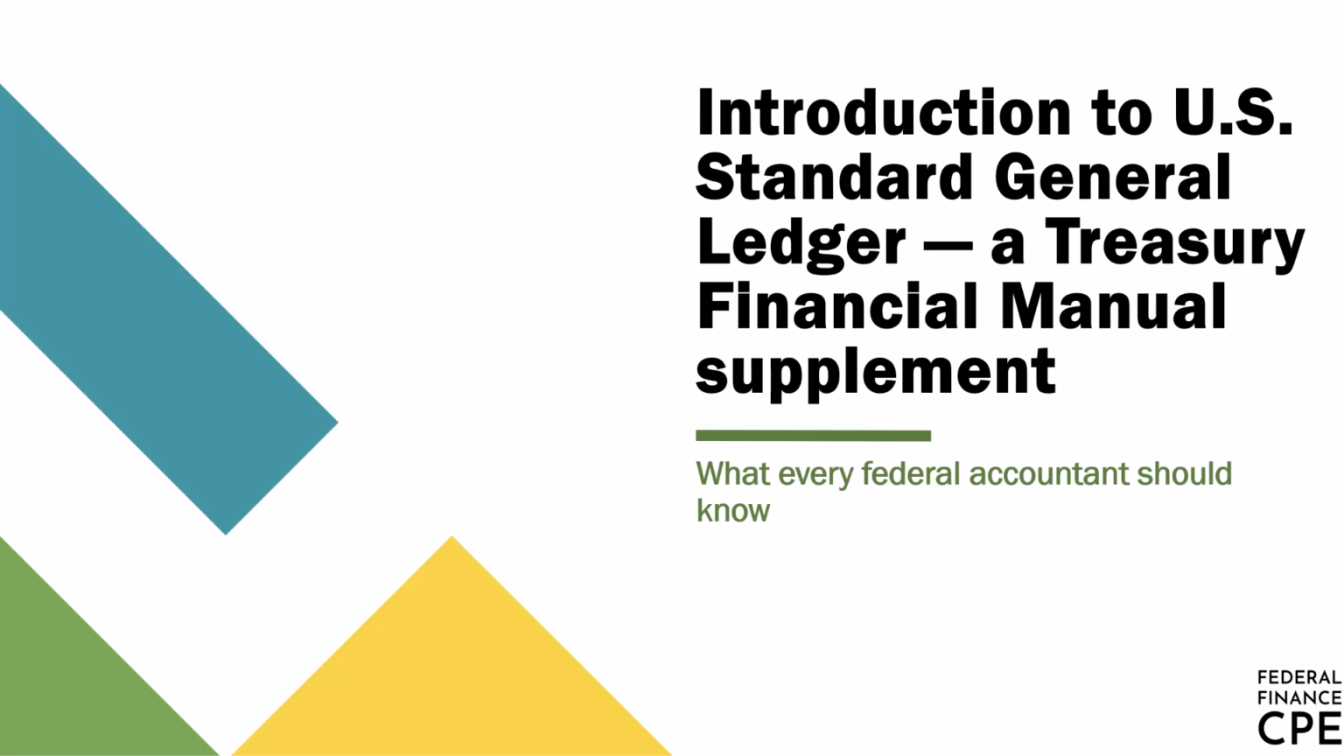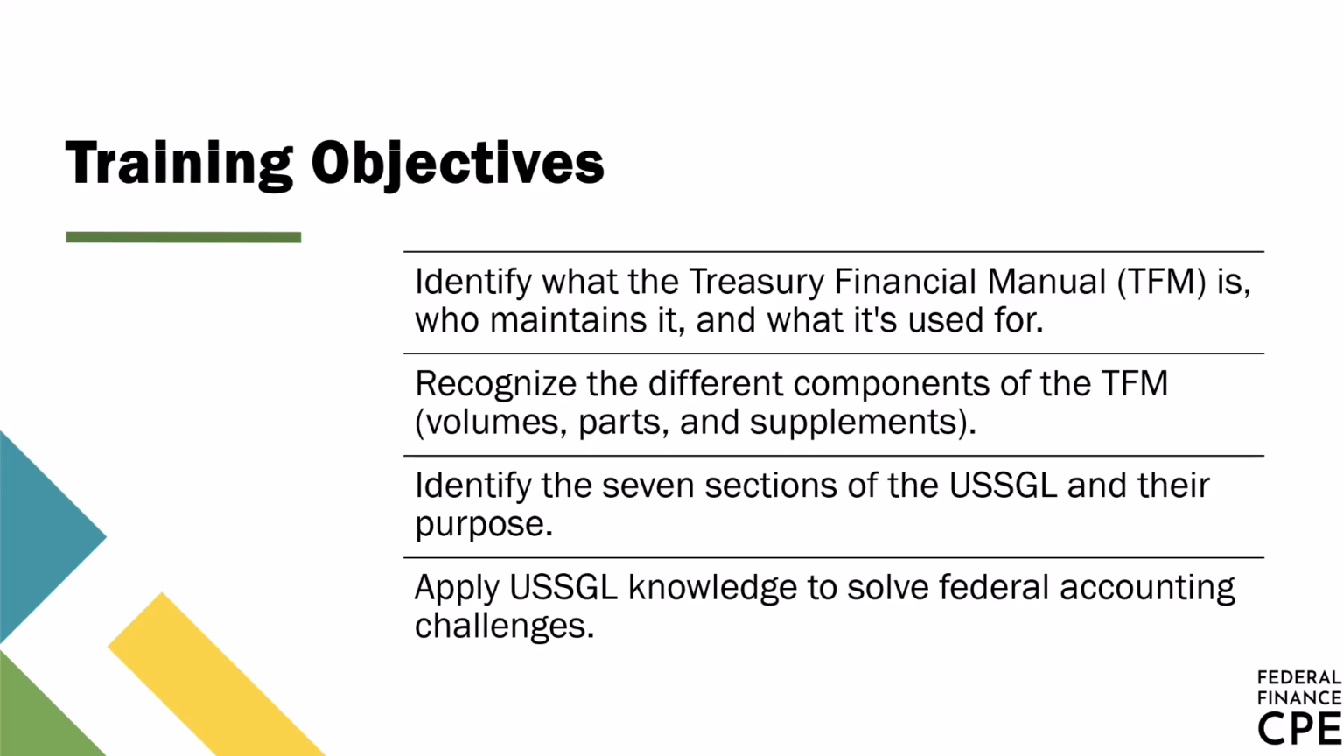Today, we will cover an introduction to the U.S. Standard General Ledger, a supplement to the Treasury Financial Manual. There are a few training objectives we are going to cover. The first is we are going to go over how to identify what the TFM is, who maintains it, and what it is used for. The next is I want you to be able to recognize the different components of the TFM. The next objective is that I want you to be able to identify the 7 sections of the USSGL and know their purpose. And finally, you're going to be able to use this knowledge to solve some federal accounting challenges.